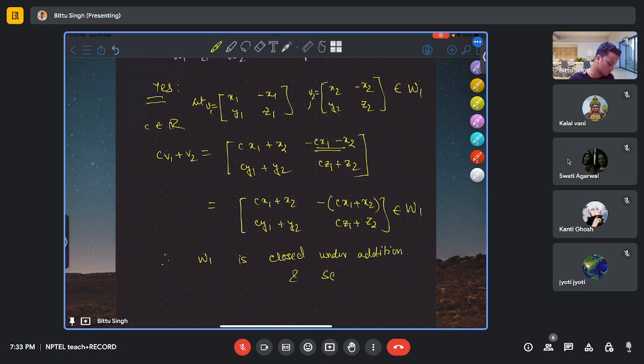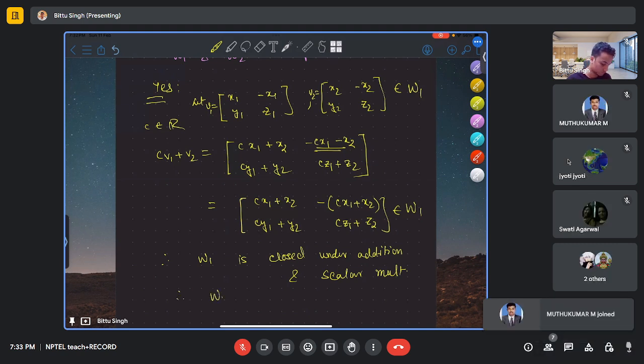And scalar multiplication. Hence, W1 is a subspace.